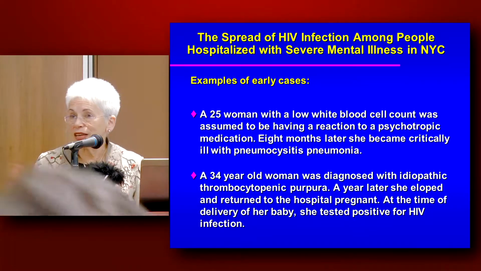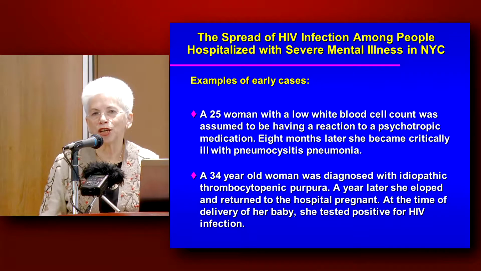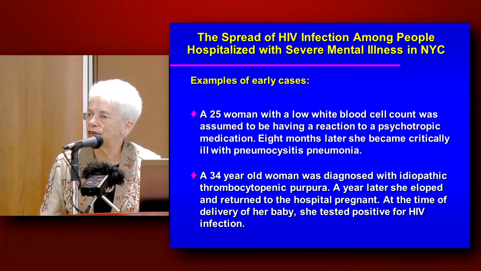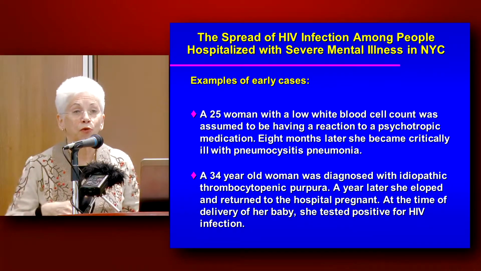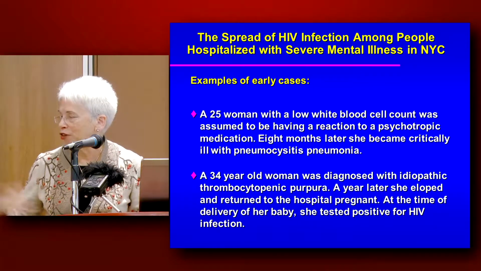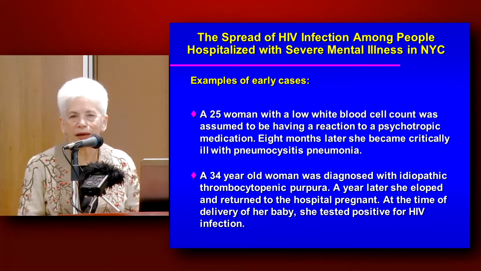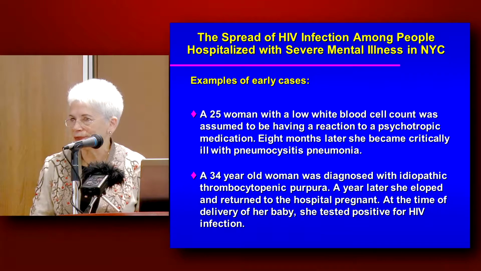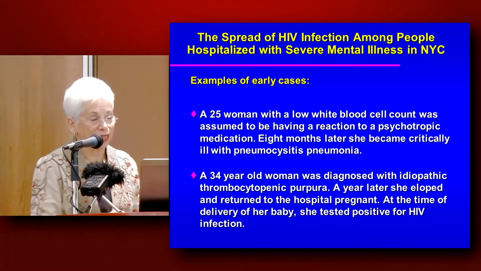But here's another case at one of the other psychiatric hospitals. Here was a woman, she was 34 years old, and she developed idiopathic thrombocytopenic purpura, which for those of you who aren't medical, is a low platelet count for no good reason. And then she eloped from the hospital about a year later, and she got pregnant. And she came back to the state hospital where she lived in a pregnant state.